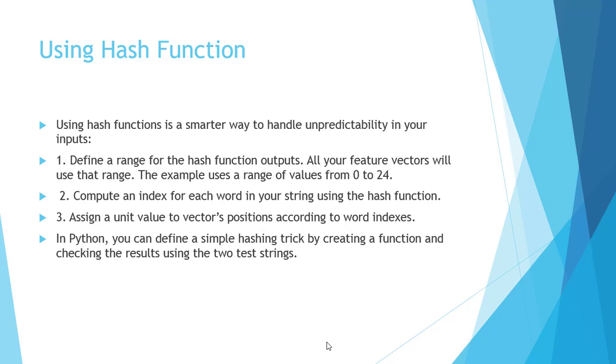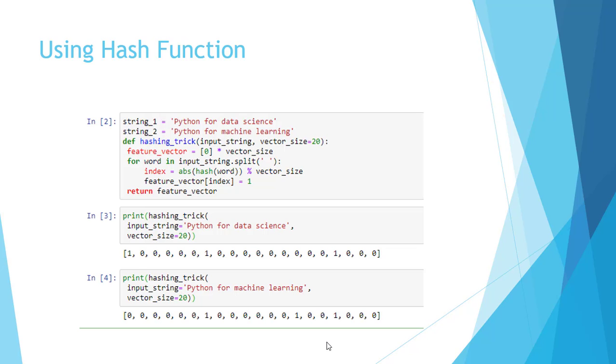So in Python, you can define a simple hashing trick by creating a function and checking the result using the test strings. The first block shows the example of the hashing trick function, and after that the next two blocks show the test strings applied on the hashing print function. So the first string is Python for data science, and this is the feature vector for Python for data science, and the next string is Python for machine learning, and this is the output, or the feature vector, of Python for machine learning.